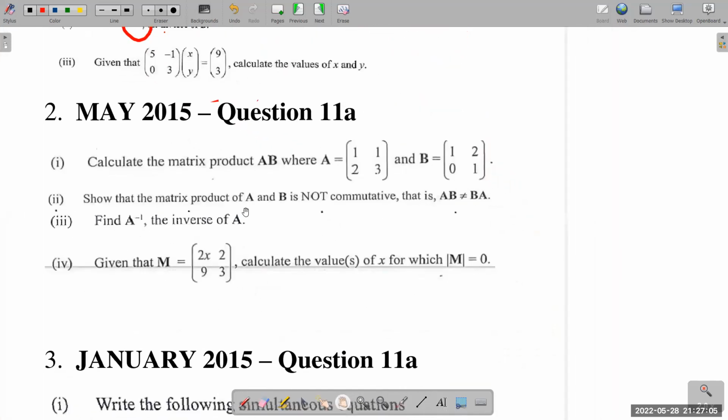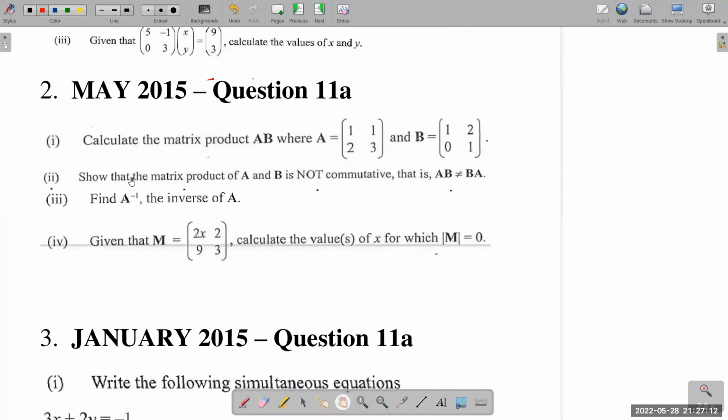Next, they say calculate AB. That's easy. We should be able to knock that out. Look at the next question. Show that the matrix product is not commutative. What do you do to show that? You've found AB. So who should you find next?